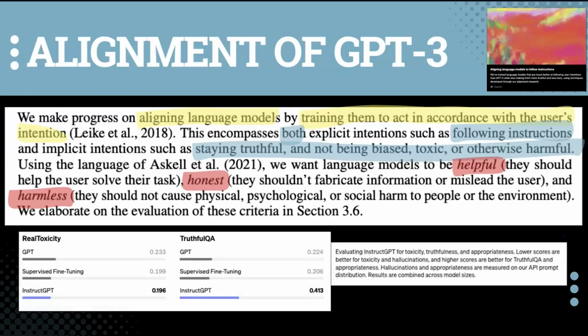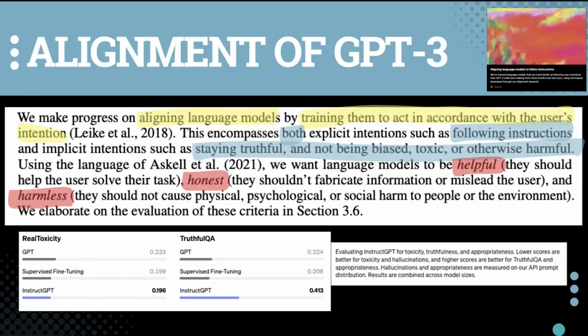Because we wanted to sort of intuit our intention. We wanted to follow instructions while being truthful, not being biased, not being toxic, not harming us. So this idea of helpful, honest, and harmless, very, very important. Now you might notice down here actually a lower value of toxicity is actually better. We want it to be less toxic, more truthful.